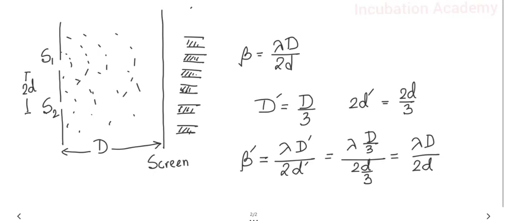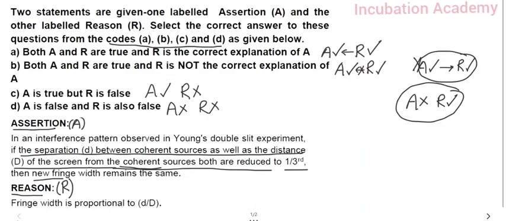So if you decrease the separation between the slit and the screen, capital D, and the separation between the two slits in the same manner, the fringe width, that is the separation between two consecutive dark fringes, which is called beta, and between two consecutive bright fringes, which is also beta, will not change. So the new fringe width remains the same. It is a correct statement, that means the assertion is correct.